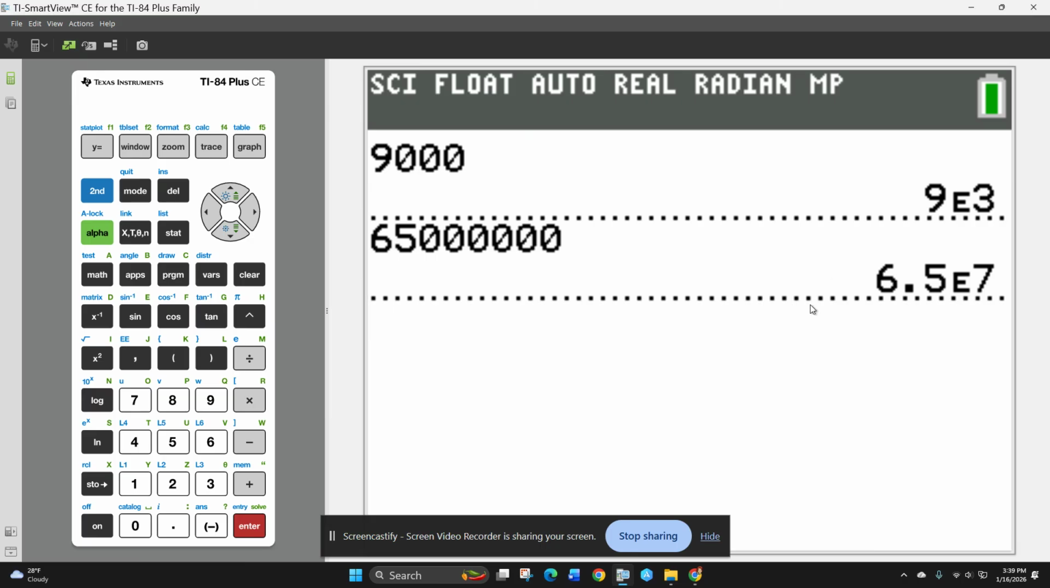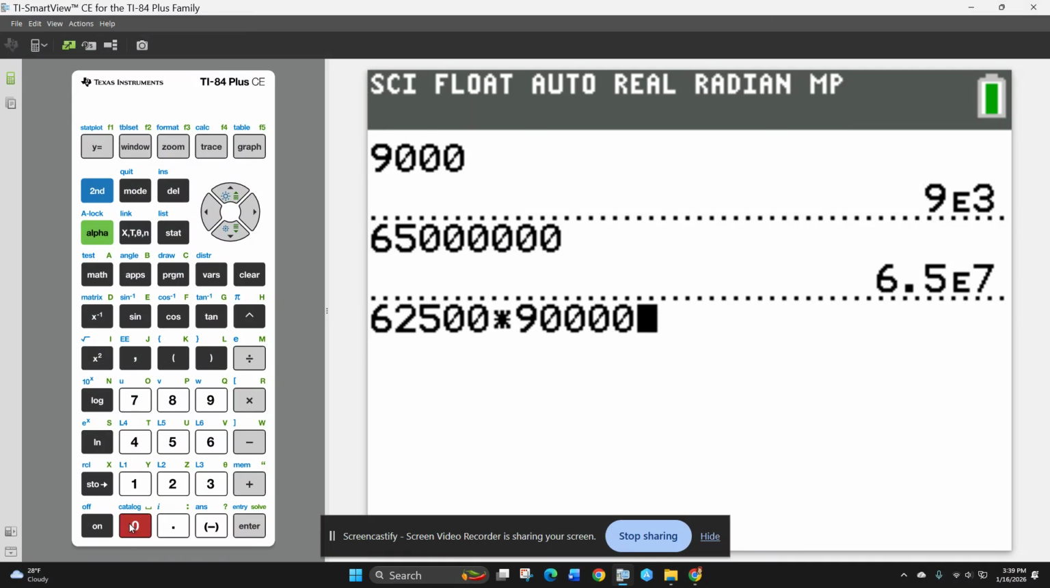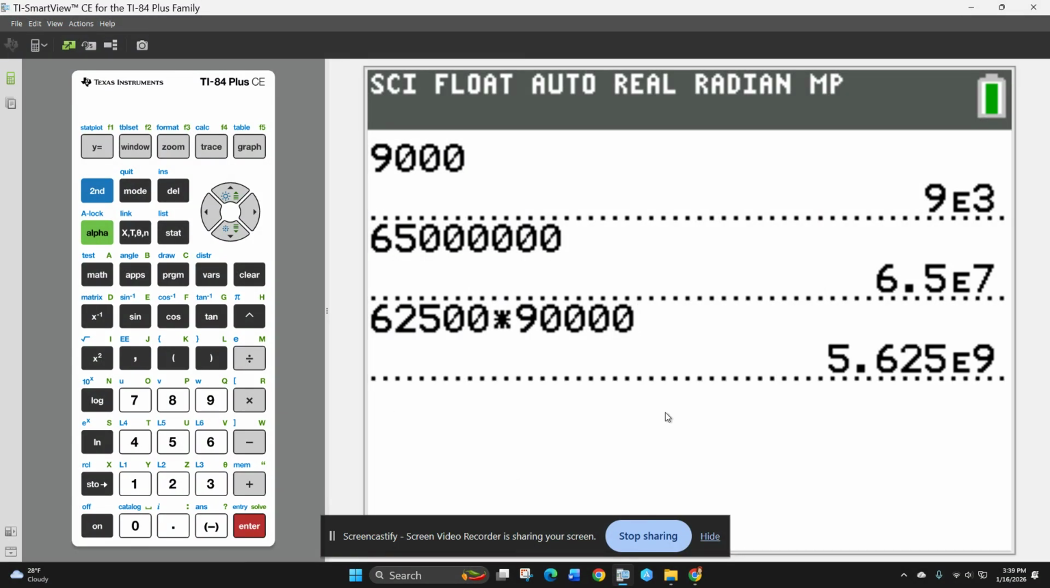Now what's really cool is that we can do operations with scientific notation. So we can type in something like 62,500 times, I don't know, 90,000, and let the calculator do the work for us and have it in scientific notation mode, and it's correct scientific notation, so you don't have to worry about switching it.